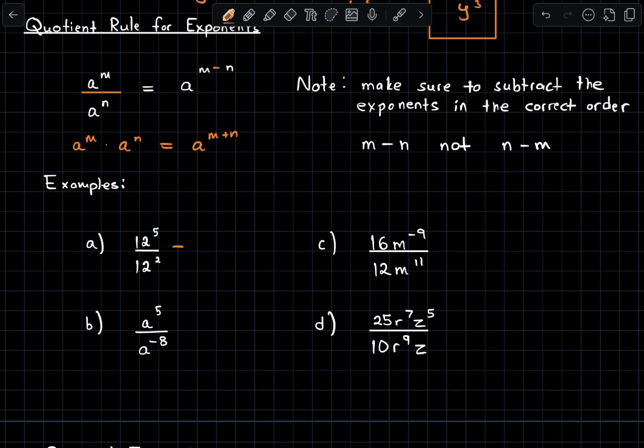Okay, so if we're looking at this, we've got the 5th power in the numerator. We've got the 2nd power in the denominator. So we're going to do 12 to the 5 minus 2. This gives us 12 to the 3rd power.